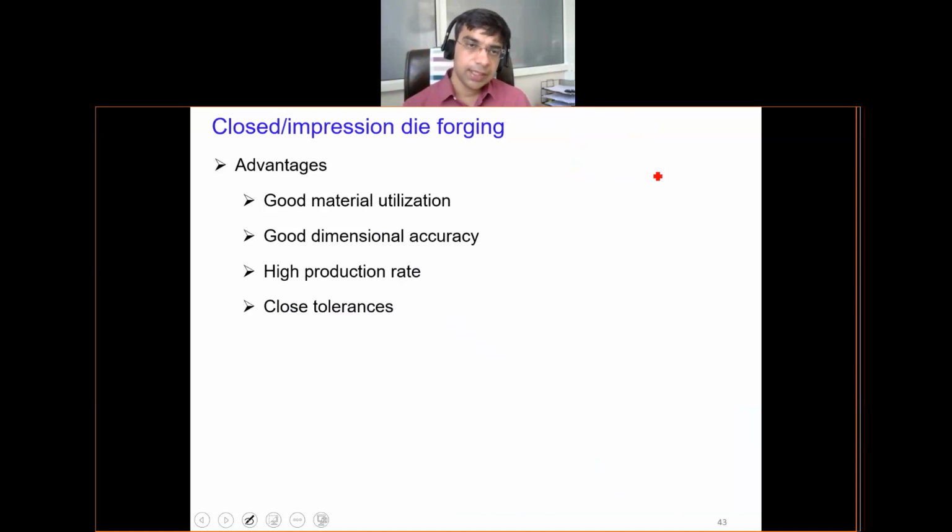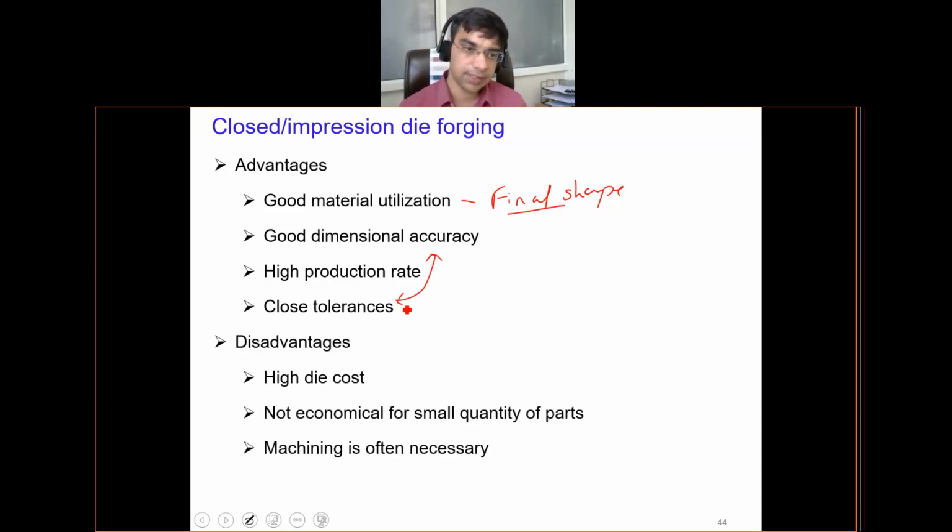If we summarize the advantages of closed die or impression die forging, there is good material utilization because you can create the final shape almost in a single step. Maybe multiple hammering is required, but the final shape can be developed in the die itself. Good dimensional accuracy is achieved, so tolerances are low. It is good for high production rate, and as I already discussed, good dimensional accuracy is linked to close tolerances or small values of tolerances.